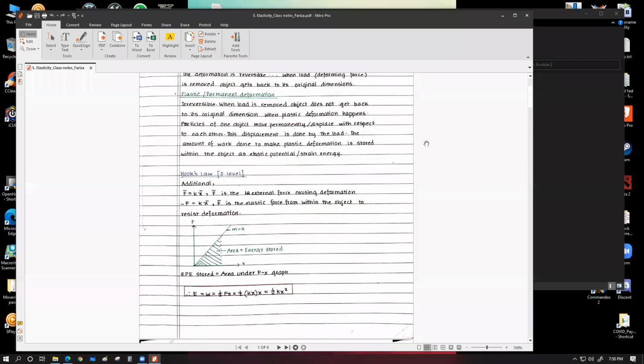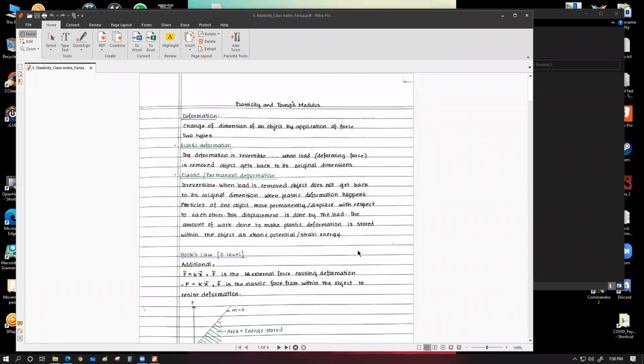Okay, starting this class. In our very last class, we actually started a small portion of the elasticity chapter. This is the first chapter of our second booklet, chapter number 5.